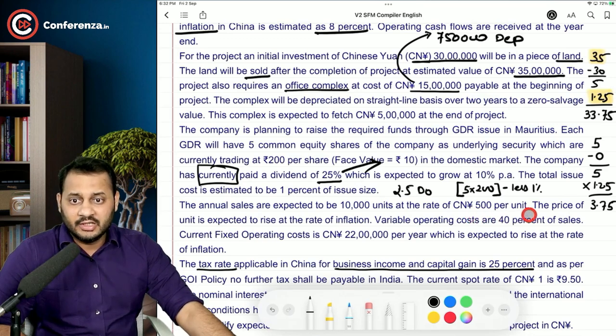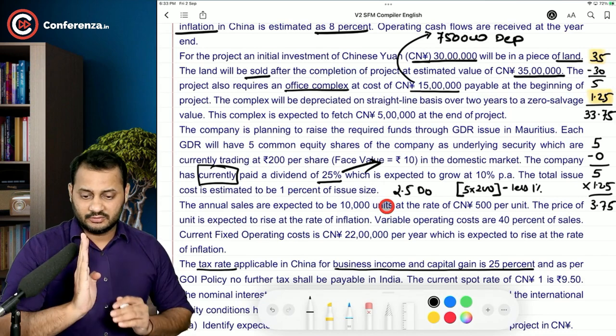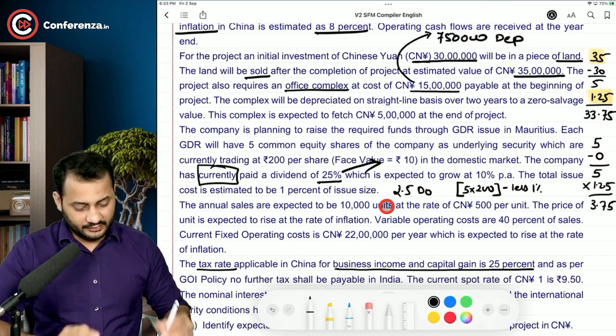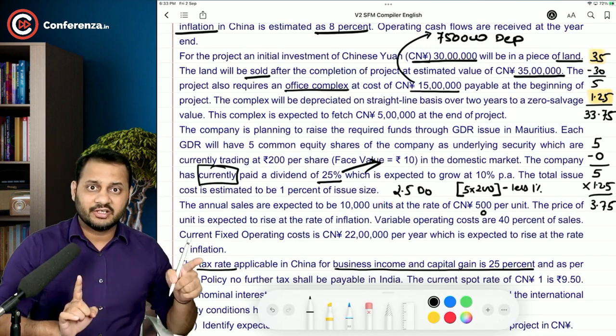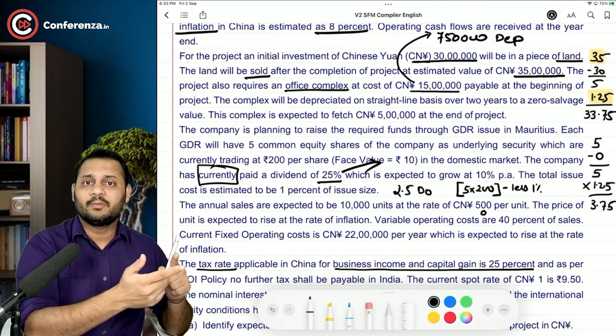500 per unit. The price of the unit is expected to rise at the rate of inflation. So variable operating costs are 40% of the sales. So whatever will be the sales, 40% of that will become variable cost. And understand, this price of 500 rupees per unit will increase at the rate of inflation, which is 8%. Okay. So this is 500 today at 0 point. For the first year end, it will become 500 into 1.08, 540. And then again 8% for the second year.